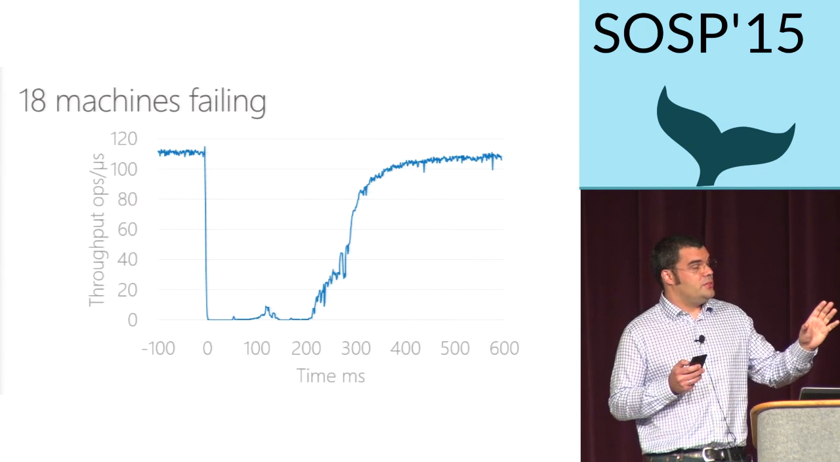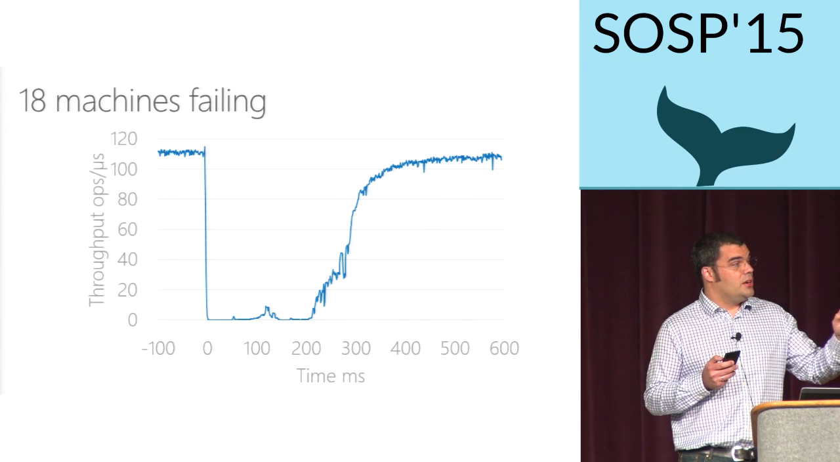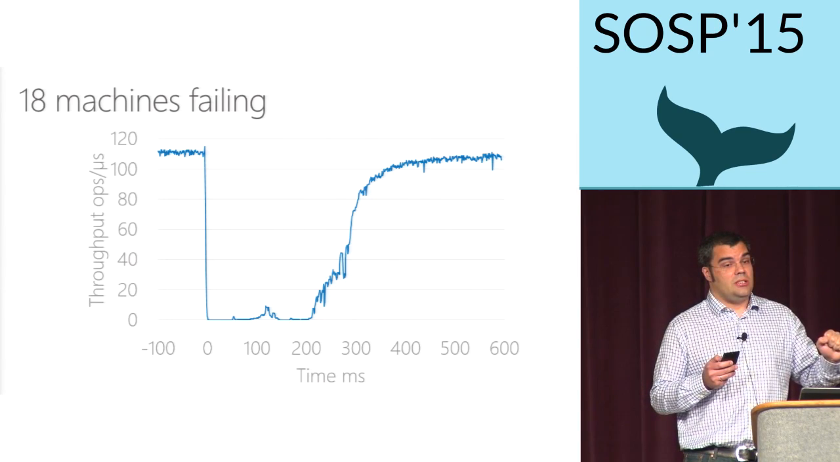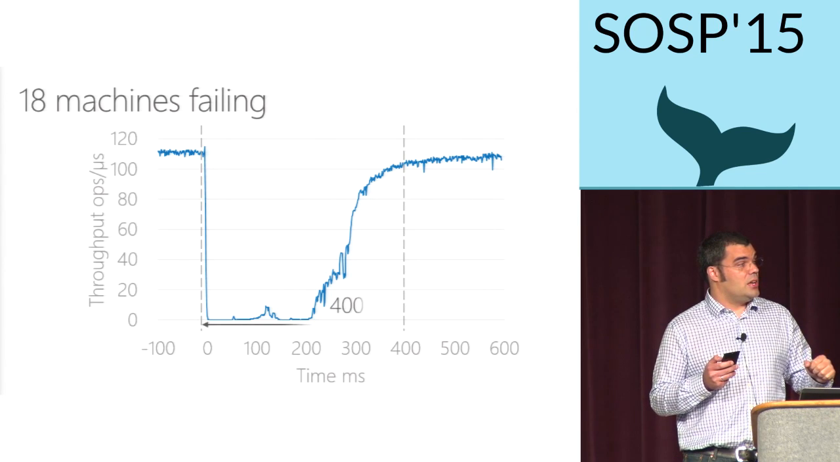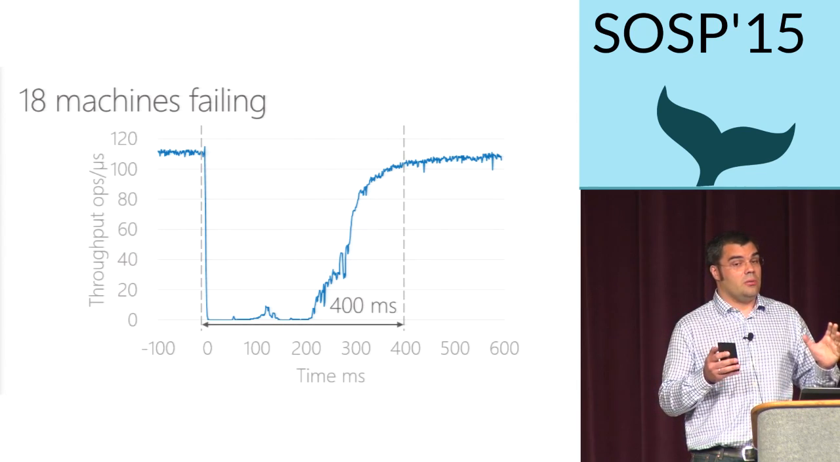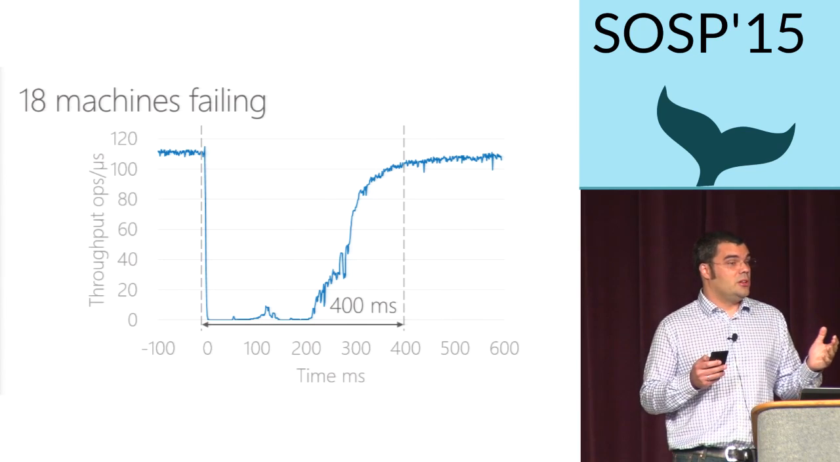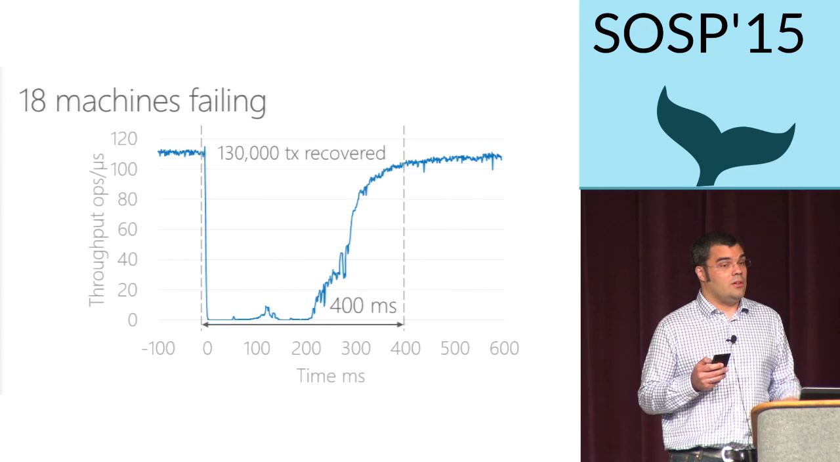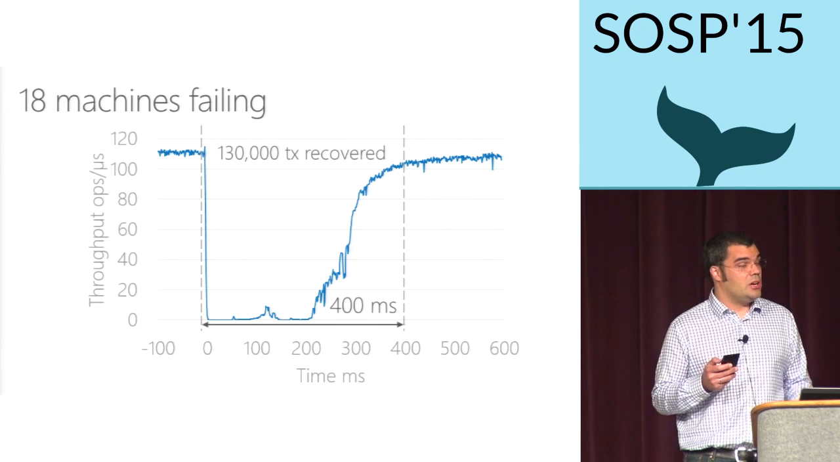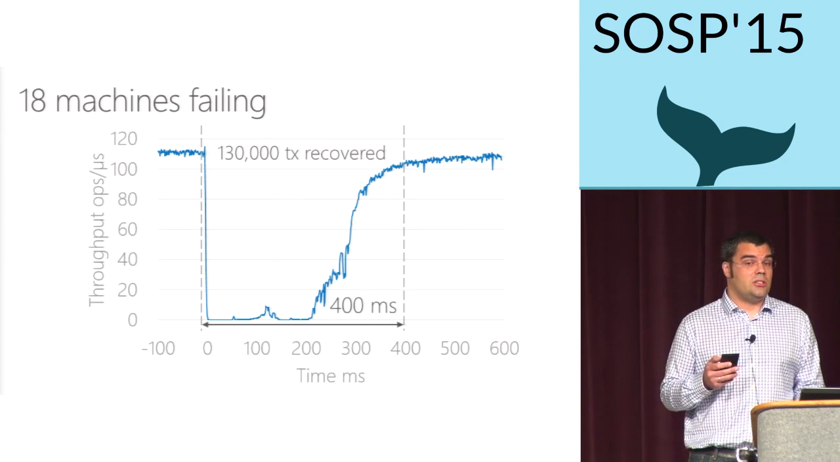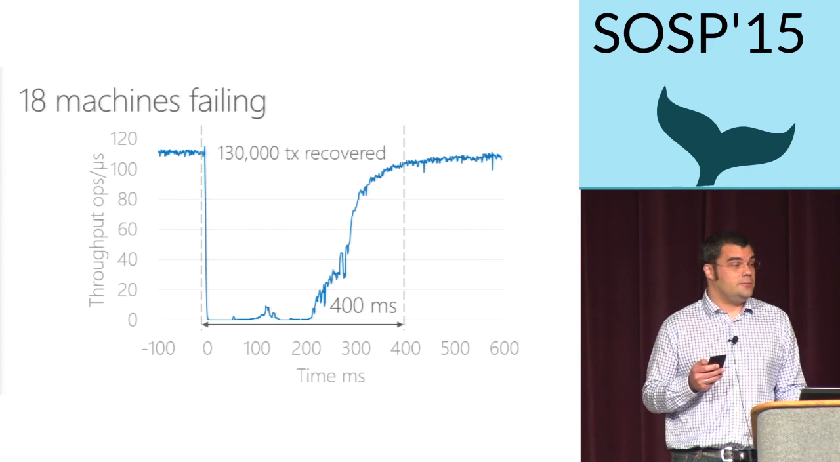Only one more graph, which shows that we can quickly recover even from correlated failures. Here we fail 18 machines, basically 20% of the cluster. And as you can see, even in this case, we recover very quickly, in 400 milliseconds. The reason why it takes a bit longer to recover in this case is that we need to recover a lot more transactions. In this period of time, we recover 130,000 transactions. So this takes 400 milliseconds.